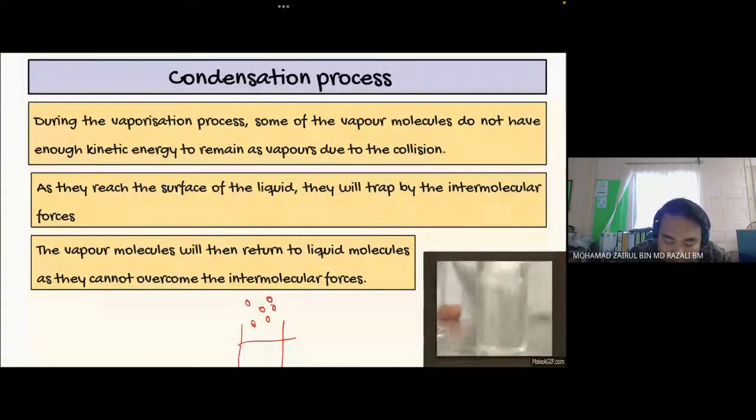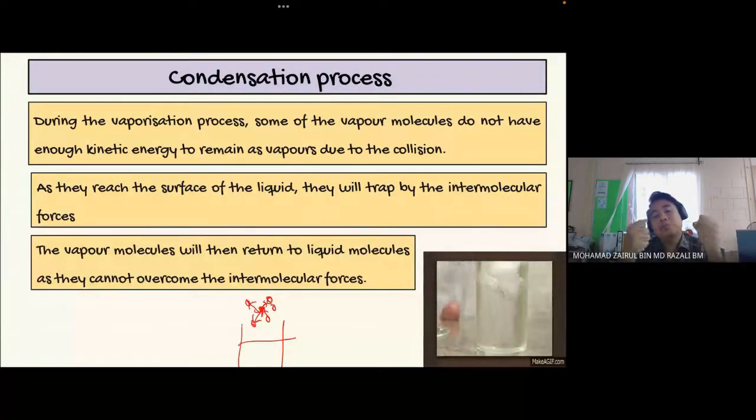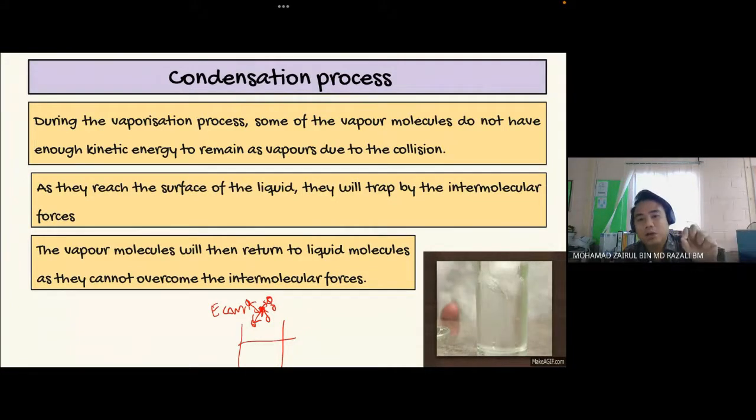So maknanya yang ini akan collide dengan ini, yang ini pun akan collide dengan ini, yang ini pun akan collide dengan yang ini. So once the gas particles are colliding with each other, dia lose energy. Dia akan lose energy. So once dia dah lose energy, kinetic energy dia berkurang. So kinetic energy dia berkurang, maknanya sekarang ini dia dah tak mampu nak overcome intermolecular force tu.